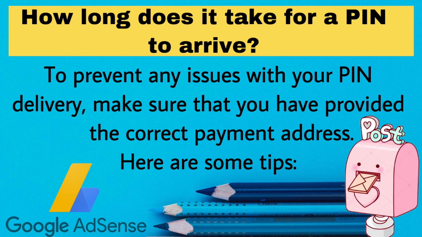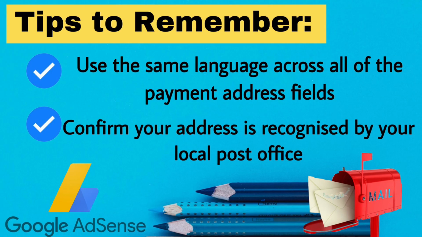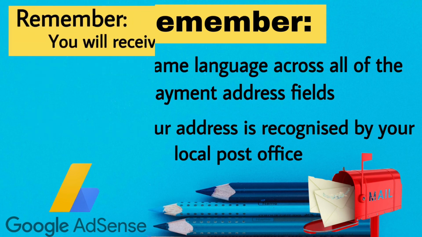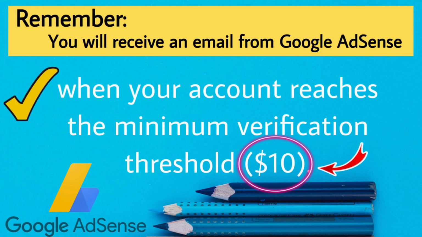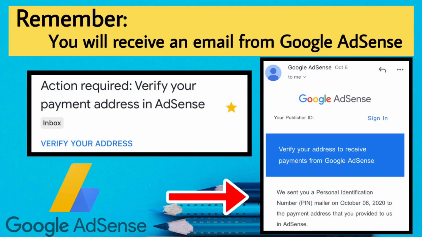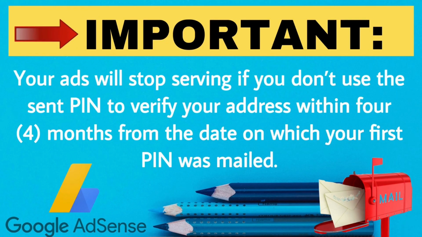Here are some tips to remember. Use the same language across all of the payment address fields. Confirm your address is recognized by your local post office. Remember, you will receive an email from Google AdSense when your account reaches the minimum verification threshold. Here is the sample email. Important! Your ads will stop serving if you don't use the sent PIN to verify your address within 4 months from the date on which your first PIN was mailed.